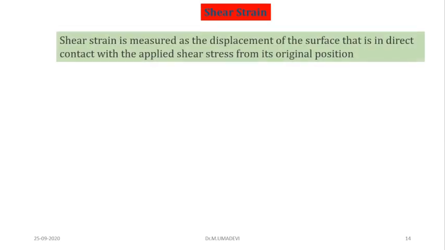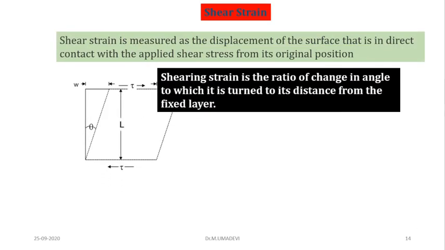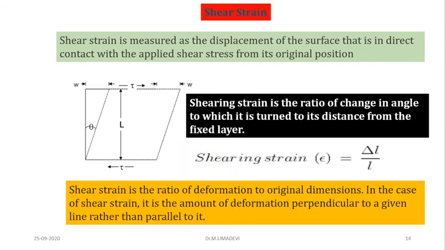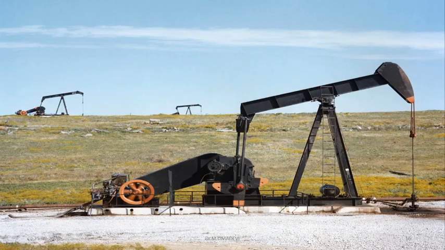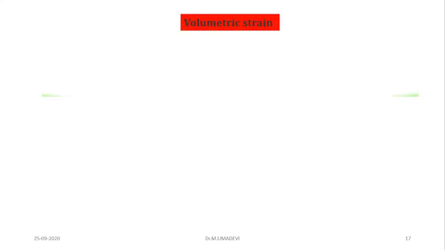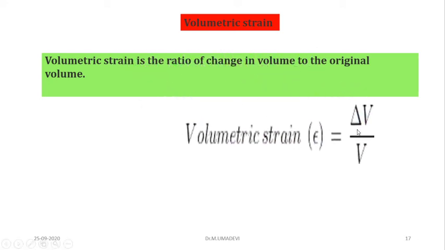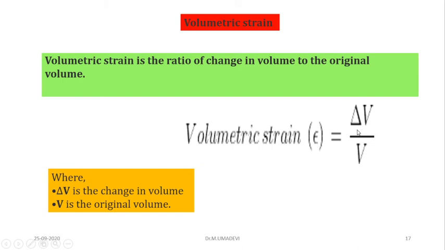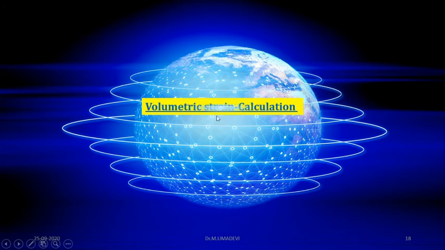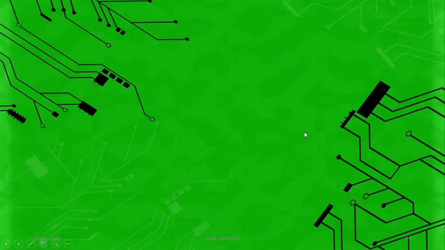Longitudinal strain we have calculated, and work done we got W is equal to half into stress into strain, and also shearing strain we have calculated, and I have given the calculations part also. So next one, volume strain. So volume strain is nothing but the ratio of change in volume to the original volume, that is delta V divided by V. So delta V is the change in volume and capital V is the original volume, and I have shown you the calculation part previously, and we got W is equal to half into stress into strain.